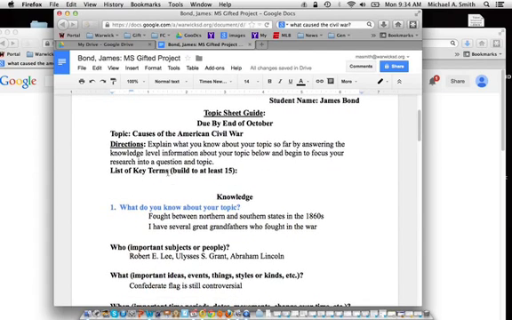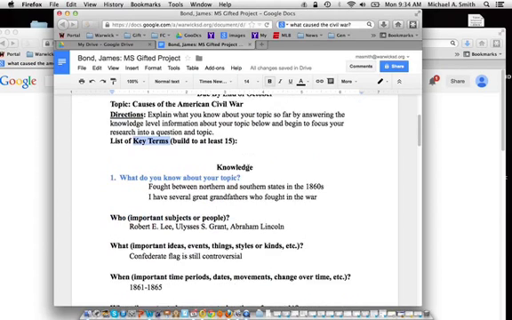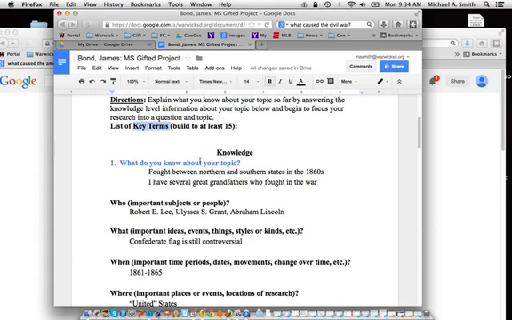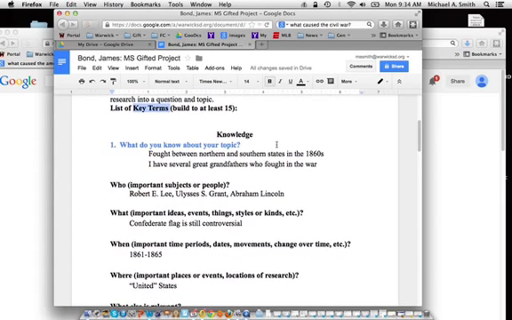My goal this morning is going to be to generate as many key terms as possible so I can do further research and build this background knowledge. These are basic questions that you can focus or organize your background knowledge on. What do I know about my topic? Well, I would start with that.